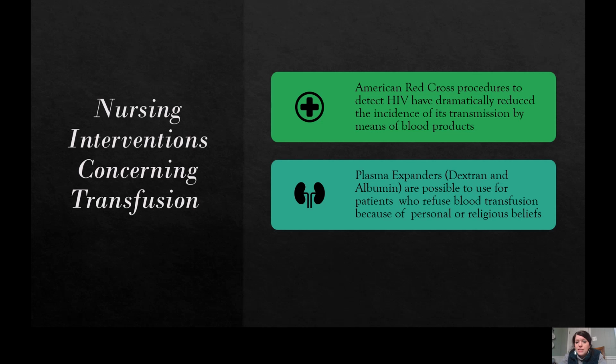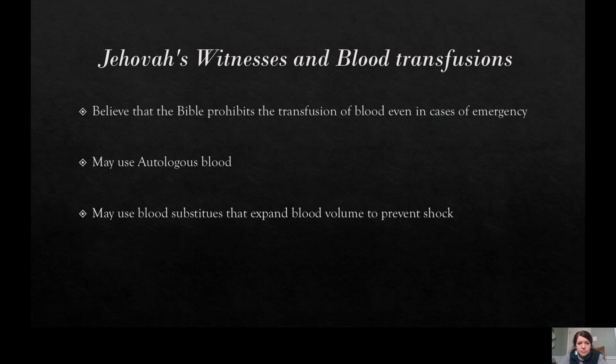Plasma expanders such as dextran and albumin, we can use those for patients who refuse blood transfusions because of personal or religious beliefs. So they can essentially bring about similar results, albeit they're not blood. They can still increase the volume within your patient's intravascular spaces, and maybe improve some of those reasons why your patient needs blood, some of those symptomatic things that are going on. So if your patient refuses blood, there are some alternatives out there.